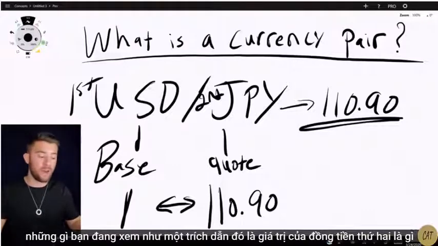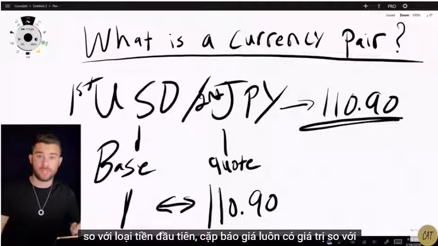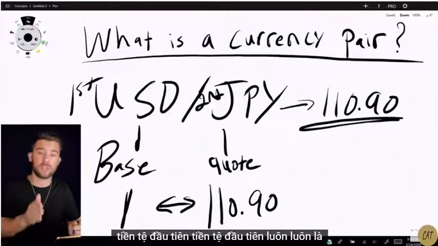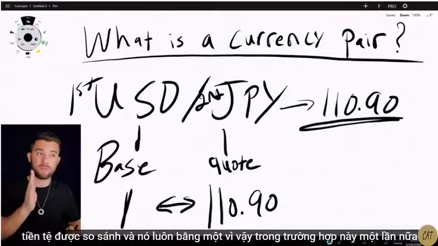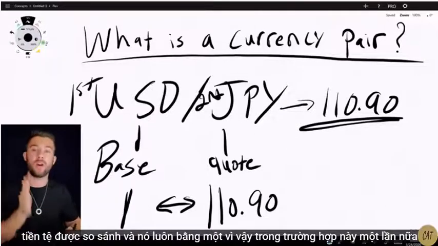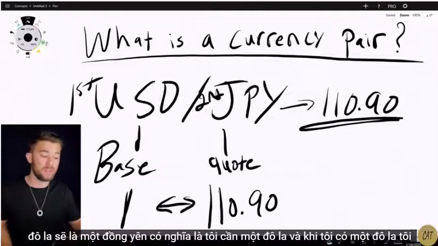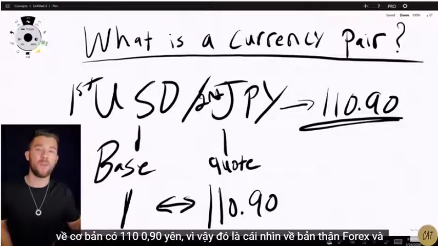That's what the value of the second currency is compared to the first currency. The quote pair is always the value compared to the first currency. The first currency is always the currency being compared to, and it always equals 1. So in this case, again, the dollar would be 1. The yen means I need $1, and when I have $1, I essentially have 110.90 yen.